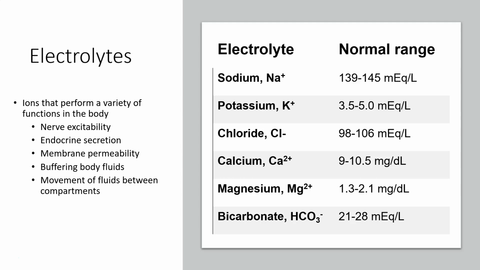Some aid in releasing hormones from endocrine glands. They can affect membrane permeability. And electrolytes can serve as a buffer of our body fluids, such as bicarbonate. And electrolytes such as sodium are involved in the movement of fluids between the intracellular and extracellular components.